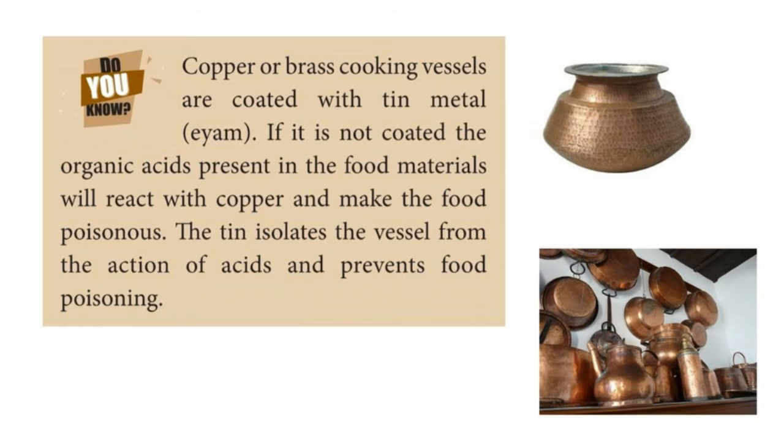Do you know copper or brass cooking vessels are coated with tin metal called EM? If it is not coated, the organic acids present in the food materials will react with copper and make the food poisonous. The tin isolates the vessel from the action of acids and prevents food poisoning.